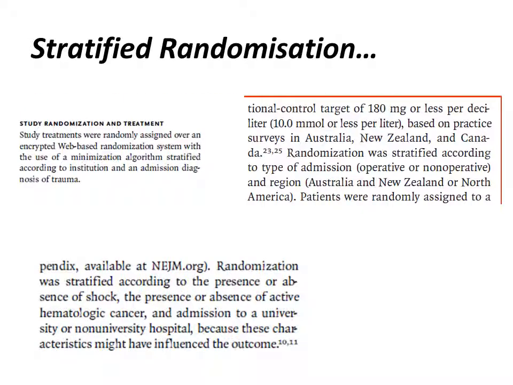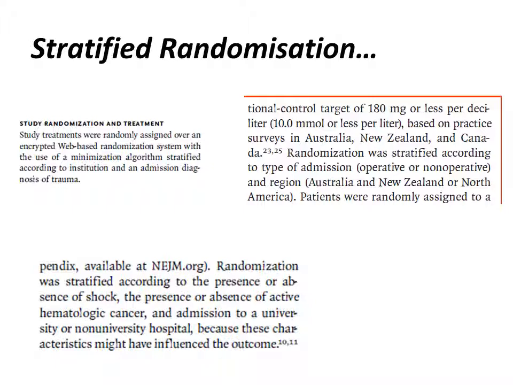And this is another example of stratified randomization. These are some of the landmark trials in critical care. One is the NICE-SUGAR trial, which compared a blood sugar target of 180 milligrams per deciliter, or 10 millimoles per liter or less, versus tight sugar control. And there the randomization was stratified according to type of admission, operative versus non-operative, and region. It was an Australasian plus Canadian trial.